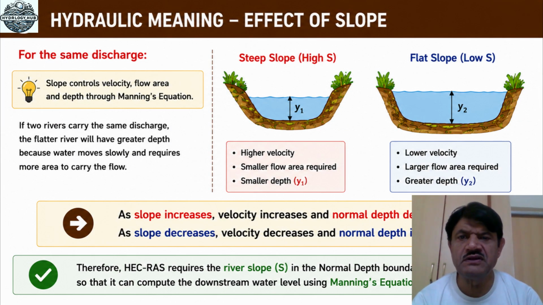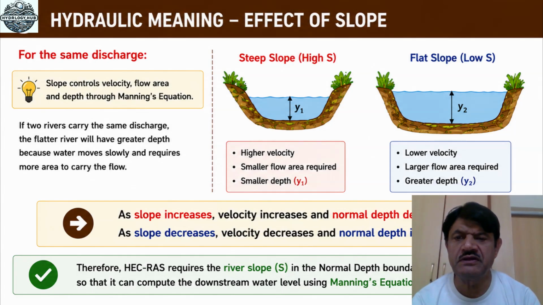To understand this physically, imagine two rivers carrying exactly the same discharge. The first river is very steep, the second river is almost flat. Which river will have deeper water? The flatter river. Why? Because the flatter river has lower velocity. To carry the same discharge, it requires a larger flow area, which means a greater flow depth. On the other hand, a steeper river allows water to flow faster. Therefore, the required flow area decreases and the normal depth becomes smaller. This simple physical explanation tells us why river slope is such an important parameter in hydraulic computations.